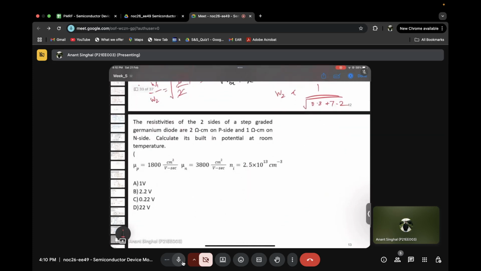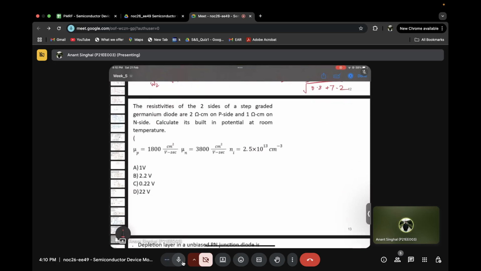Okay. So this is again a straightforward question. The resistivity of the two sides is given. So you can take this problem as homework. You can quickly take a screenshot of it. I hope you already have taken the screenshot. You have to calculate the built-in potential, everything is given. You will be able to calculate it easily. Shall I move ahead?